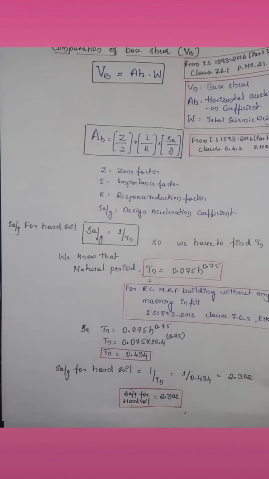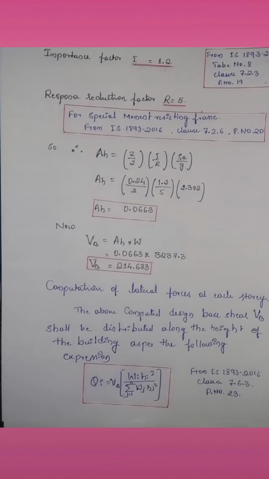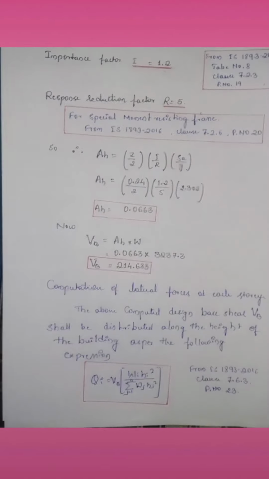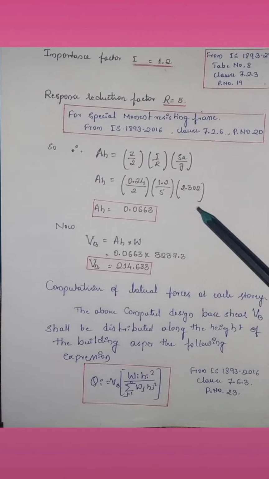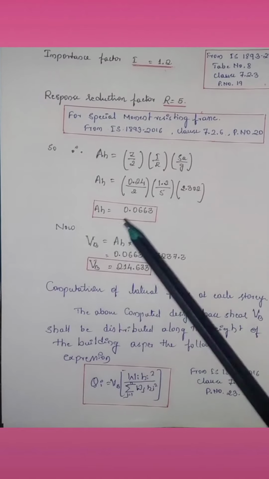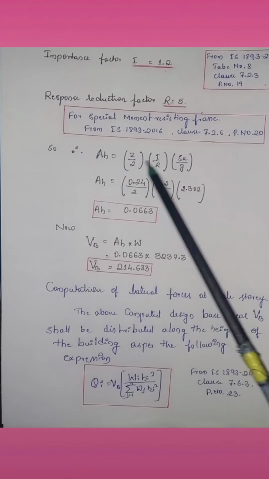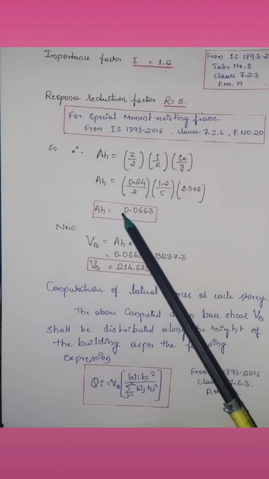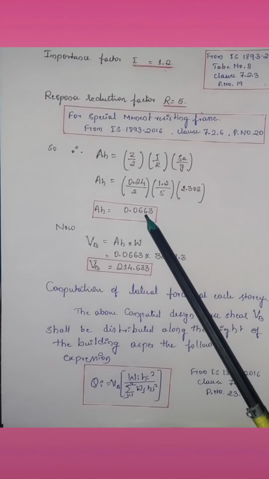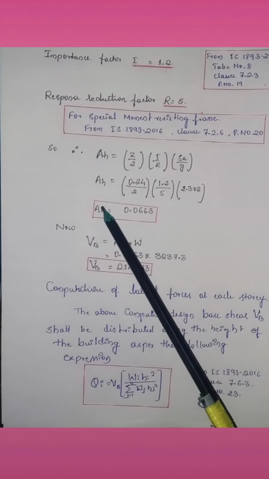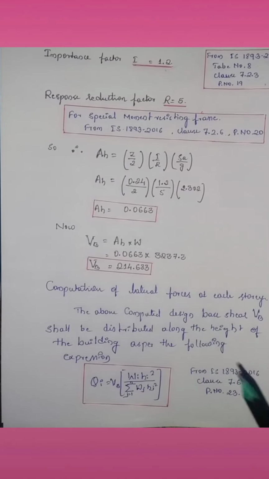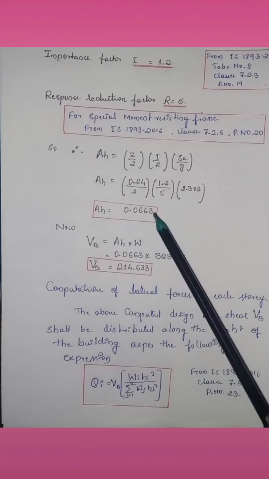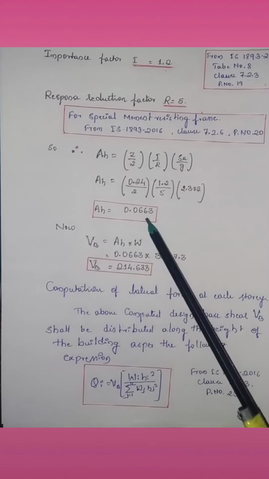Sorry, here we have got 2.302. Next, I have written that value here. Now just substitute these values in this particular equation and put it in your calculator. You will get the value of Ah, that is 0.06663. This is your Ah. Ah is the coefficient of horizontal acceleration, and you can call it Ah.